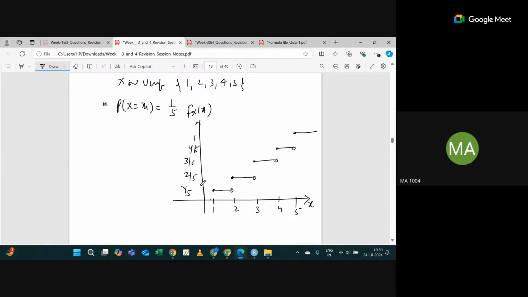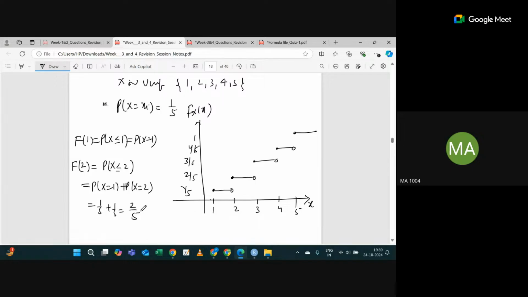Those who are worrying how to calculate this, you can calculate it as follows. F of 1 is the probability that X is less than or equal to 1, which is nothing but the probability of X equal to 1. What will be F of 2? This means the probability X is less than or equal to 2. That means the probability X equal to 1 plus the probability of X equal to 2, which is 1 by 5 plus 1 by 5, which is nothing but 2 by 5.